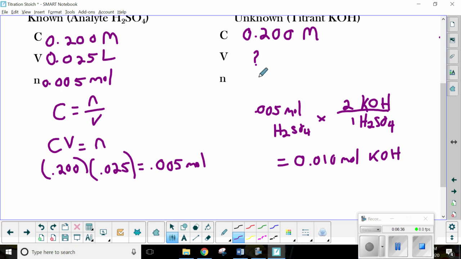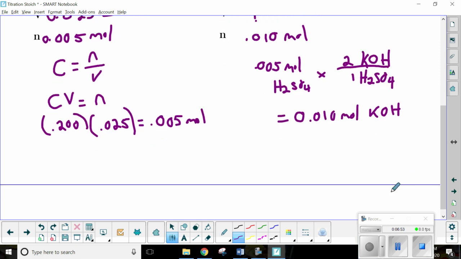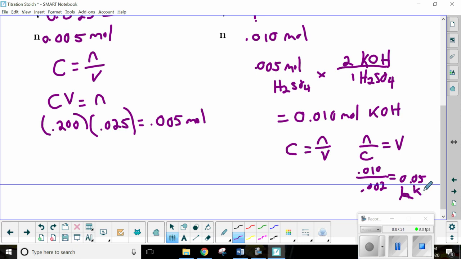And I am so close to being done, because now I've got moles of KOH, I've got a concentration of KOH, I can use that concentration equation one last time to get my volume. So what I'm going to do here is say C equals N over V. I'm going to use that triangle that I taught you in the previous learning target to rearrange and say N over C equals V. So 0.010 divided by 0.002. And I solve that out. I get 0.05 moles, or excuse me, liters of KOH.